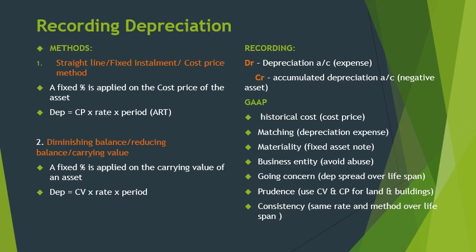Then there are GAAP concepts which are affected by the recording of depreciation. The most common is historical cost. We have to go through these ones, but historical cost simply says, from yesterday's questions, you are going to notice that an asset is recorded at its original cost price. Then matching: depreciation must be spread over the lifespan of an asset to match the income generated with the expense of that asset.